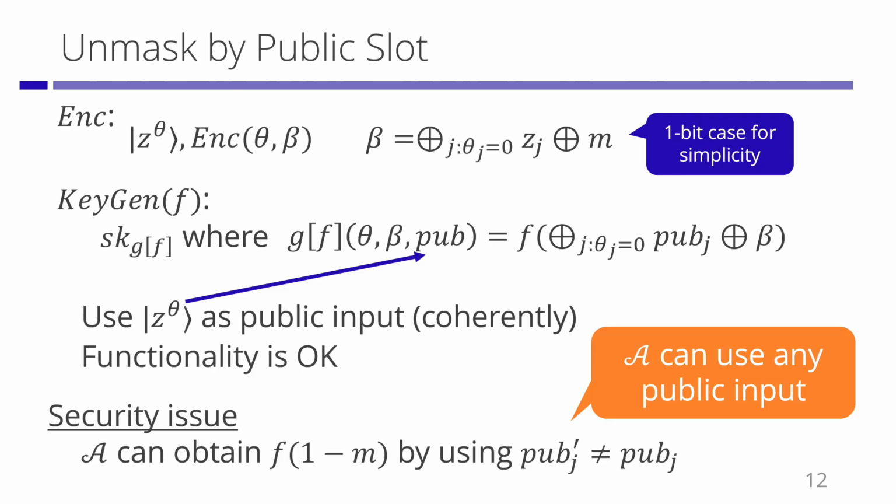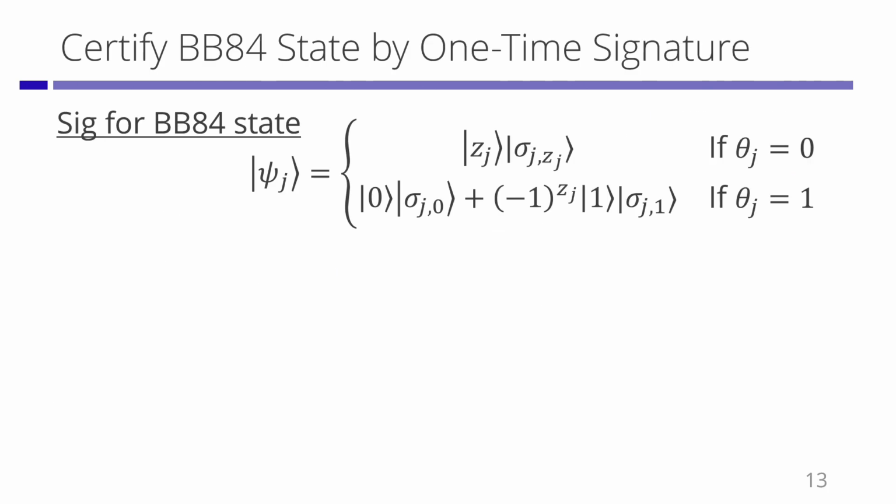However, there is a security issue in this construction, because the adversary can obtain F of 1 minus M by using a different public input. Because the adversary can use any public input by using a public slot part. So this is a big security issue. We solved this problem by using a one-time signature. So we certify the BB84 state by using a one-time signature.